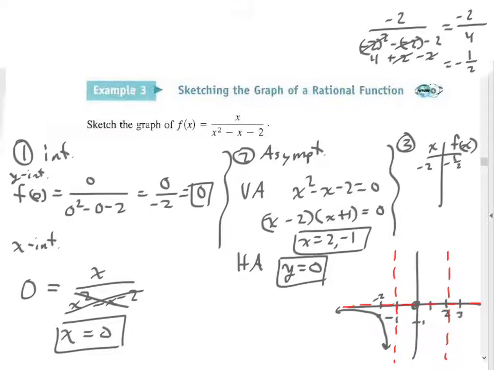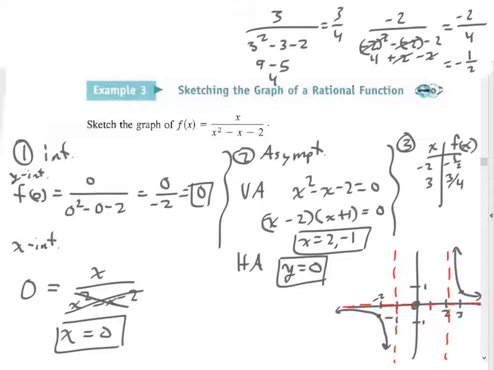If I go after this 2, I can plug in a 3. Let's plug in a 3 and see what we get. I get a 3 up top, and then 3 squared minus 3 minus 2. So that's going to be 9 minus 5, and we get a 4. So we get 3 over 4, and notice it's positive. It's a positive 3 over 4, which means we're going to go above the current horizontal asymptote. So I'm going to put a point right here, 3 over 4, and then we're going to have a curve like that, like so. We're running out of space over here. I couldn't go any farther.